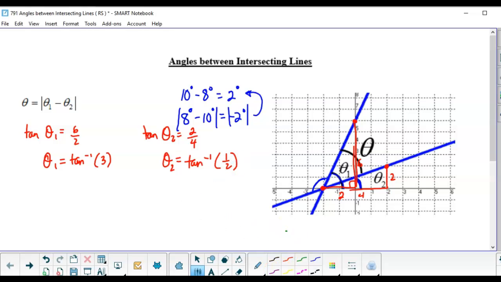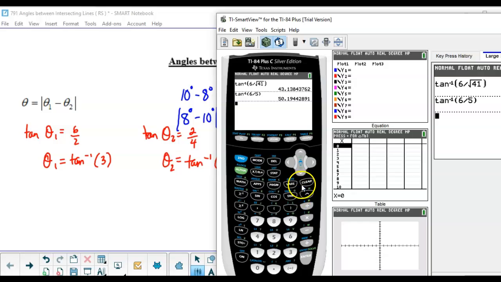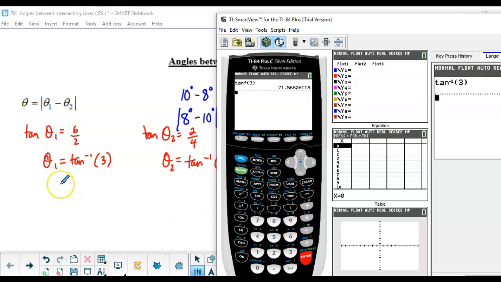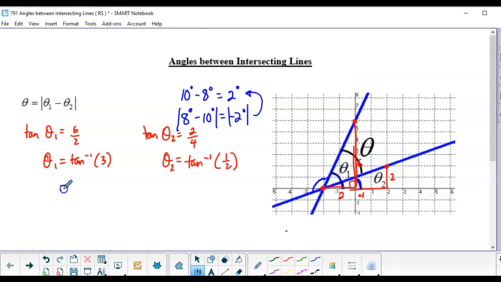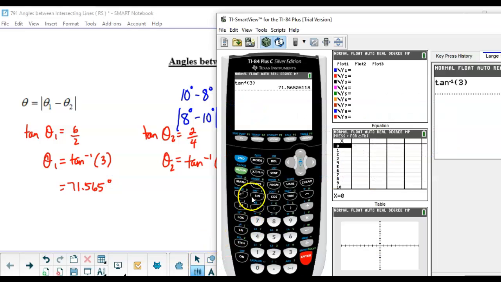Okay, so get out your calculator, make sure it's in degree mode, and then go second tan of 3. That's 71.565. And then second tan of 1/2, that's 26.565.